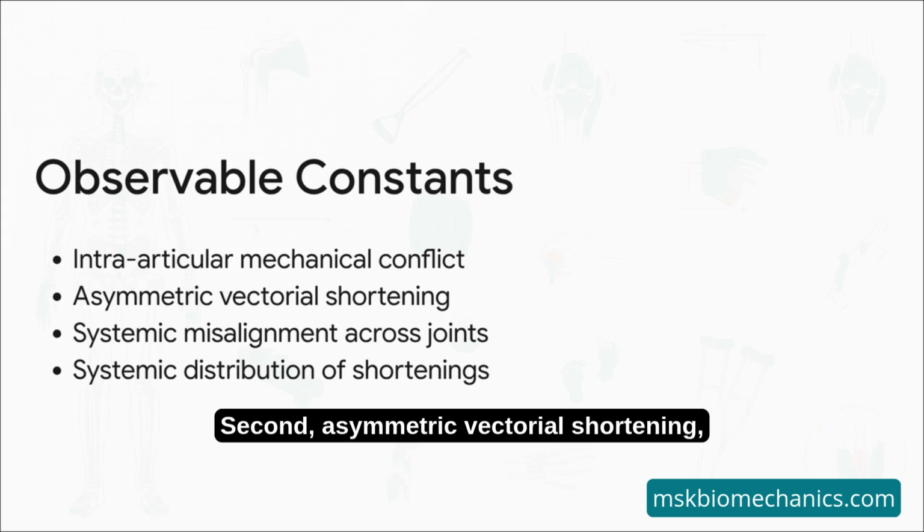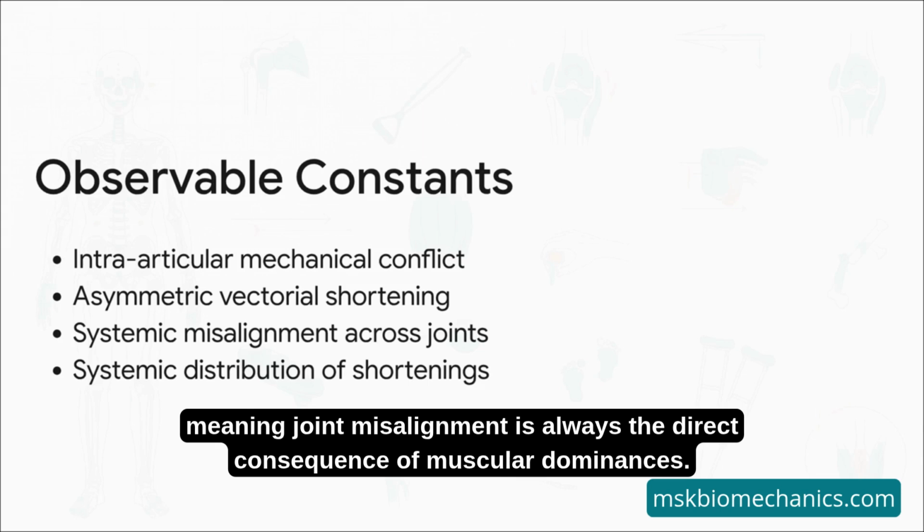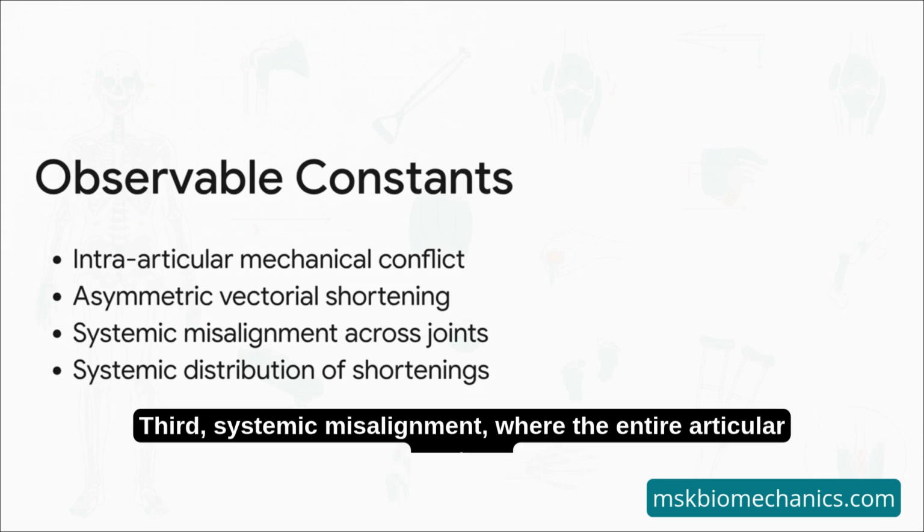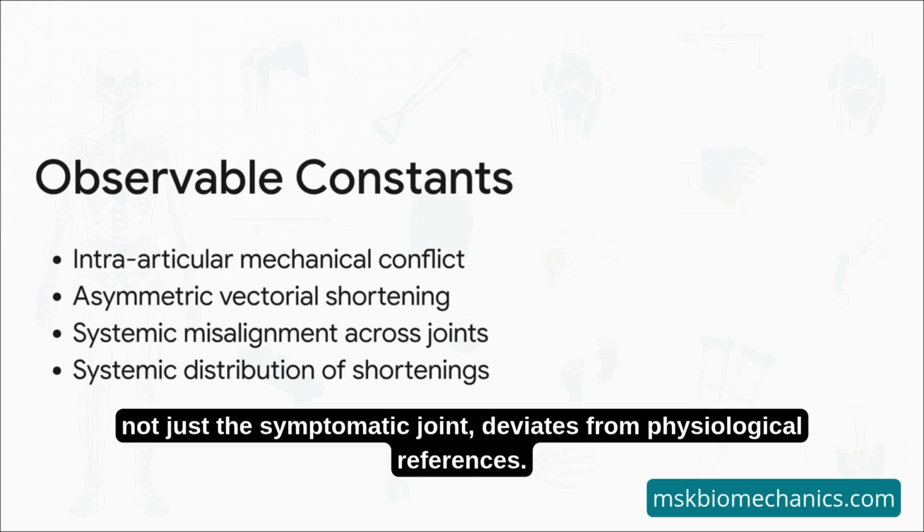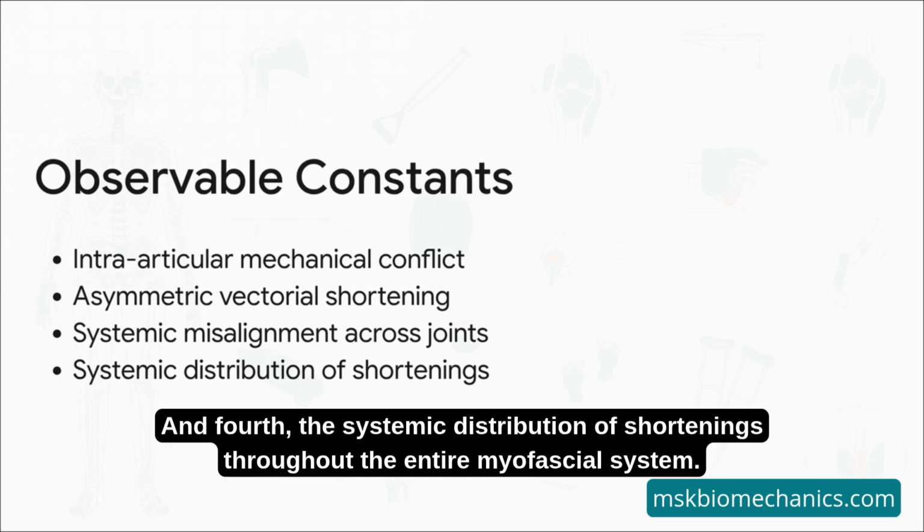Second, asymmetric vectorial shortening, meaning joint misalignment is always the direct consequence of muscular dominances. Third, systemic misalignment, where the entire articular system, not just the symptomatic joint, deviates from physiological references. And fourth, the systemic distribution of shortenings throughout the entire myofascial system.